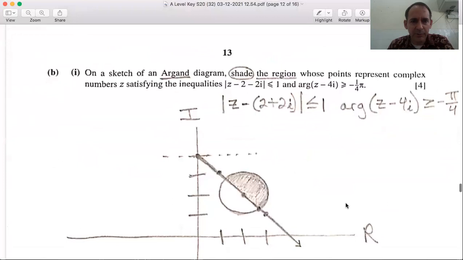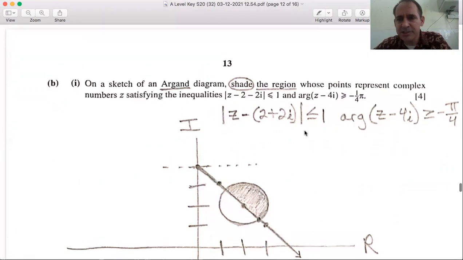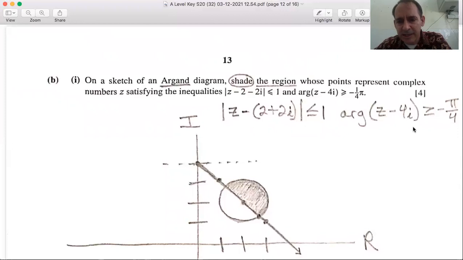Okay, moving on, we have an Argand diagram, which means graphing complex numbers. Shade the region whose points represent complex number z satisfying the inequalities: the absolute value of z minus 2 minus 2i is less than or equal to 1, and the argument of z minus 4i is greater than or equal to negative pi over 4.